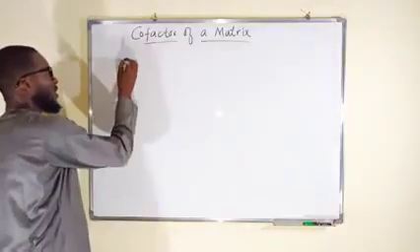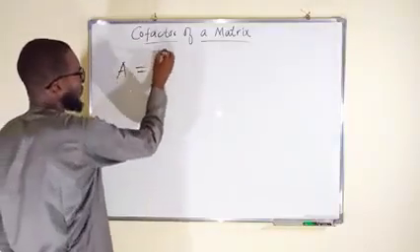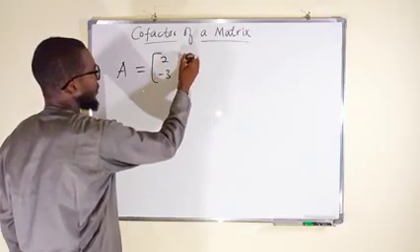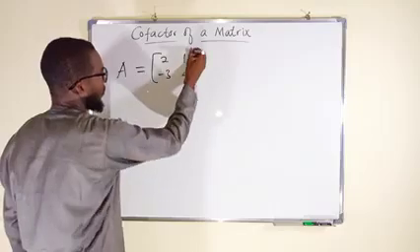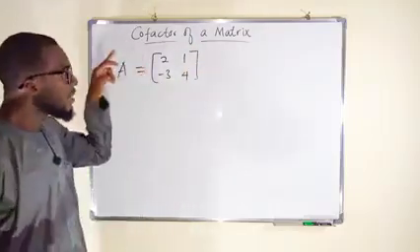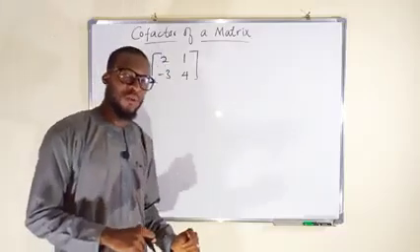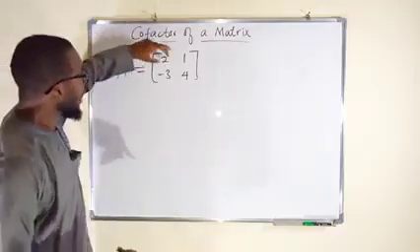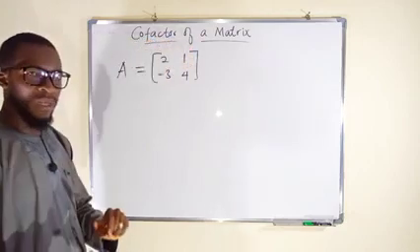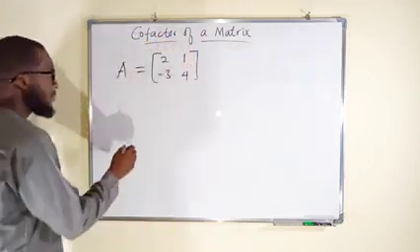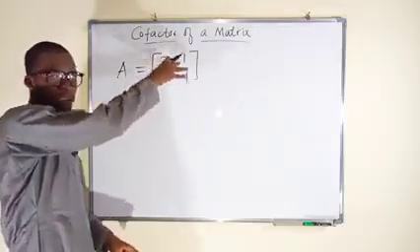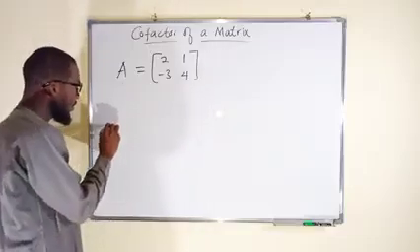Suppose we have a matrix A that has these entries. We have 2, -3, 1, and 4. Remember I told you each element in this matrix has its own cofactor. So we are going to find the cofactor of each individual element here. So let's start. Let us find an individual cofactor in these elements.